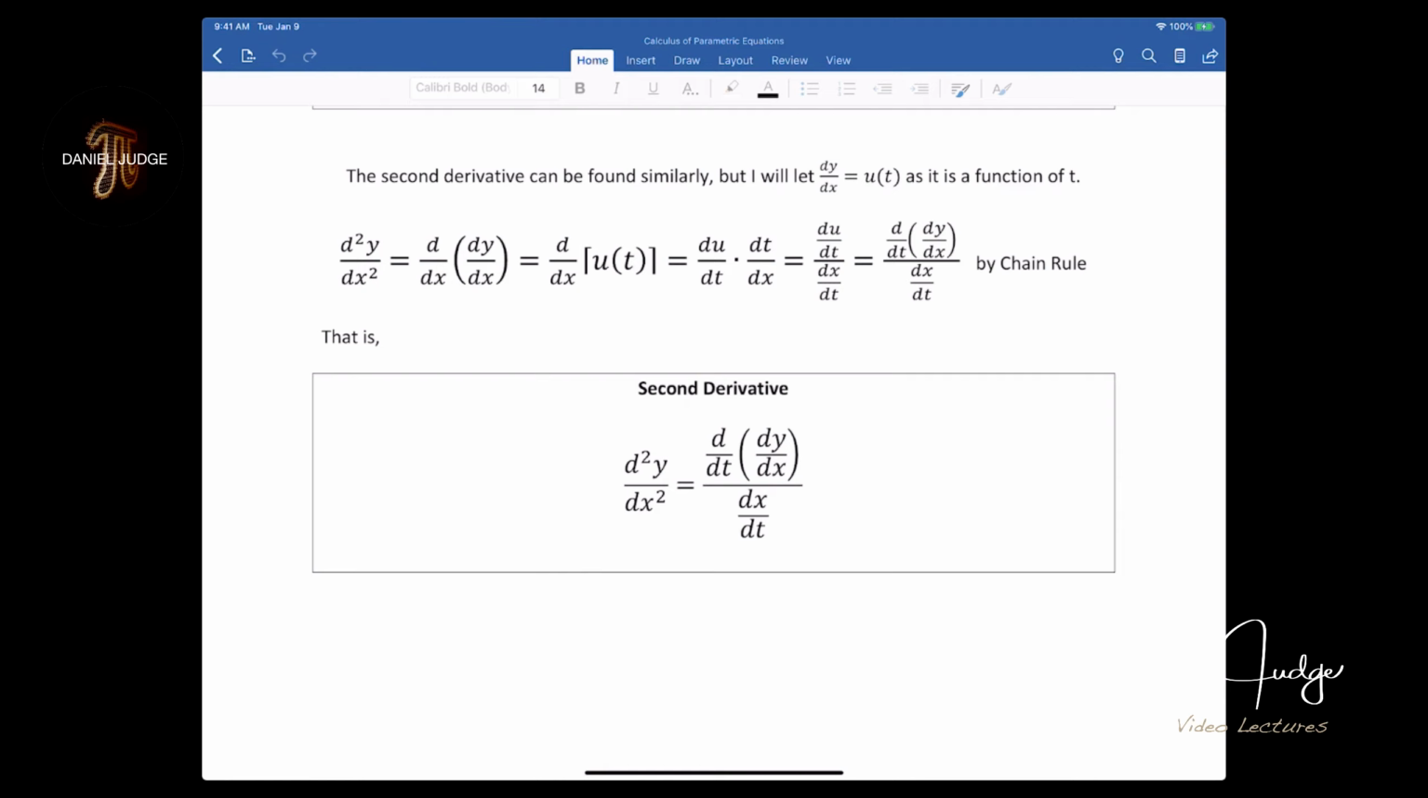The second derivative can be found similarly. Here's the second derivative formula. I want to point out something here. I say let dy dx, remember, this is the first derivative here. Let me undo that. That's not what I want. I want the highlighter. Here's dy dx.